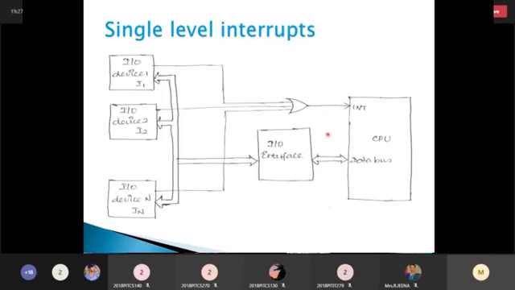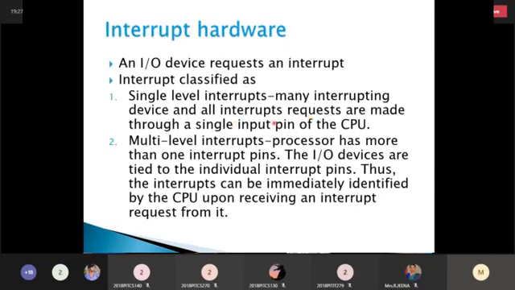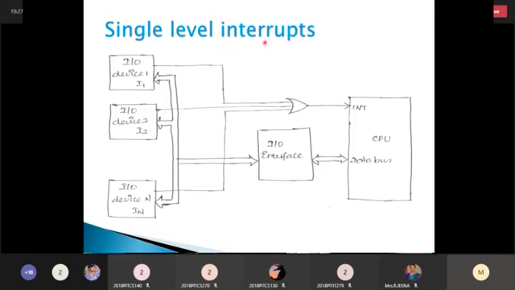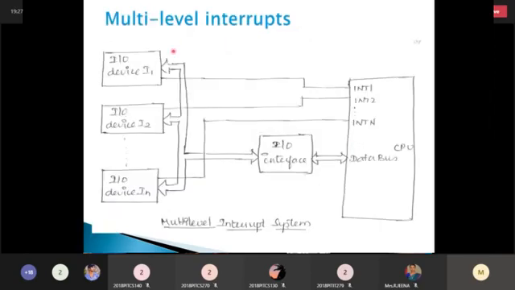And this will be connected to the input output interface, where this symbol indicates bidirectional transfer. So the data will be transferred from the CPU to this input output device and from the device to the CPU. So single level interrupt means many input output devices send the interrupt request, which is connected to the single input pin of the CPU. That is about the single level interrupt.